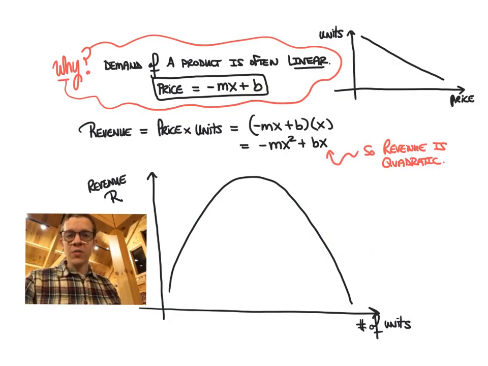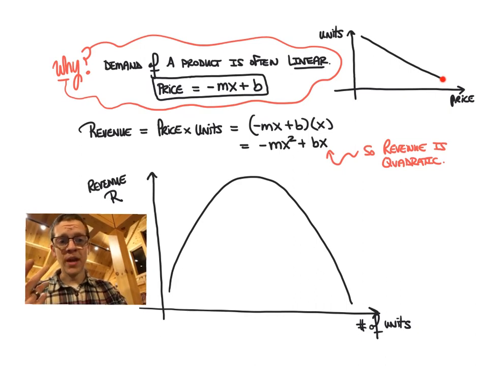Oftentimes, I get the question from a lot of my students, and they say, well, why are we doing linear stuff? And then all of a sudden you say, well, I want to do some quadratic stuff. There's a reason. Demand, the demand of a product, that's what the consumer wants, is often linear. And we talked about this at the start of the video, that a lot of times, at higher prices, you're going to get a lower demand of a product, and at lower prices, you get a higher demand.